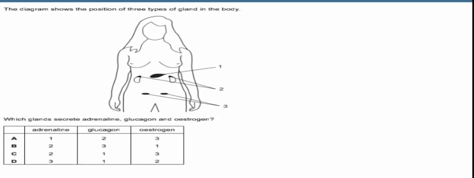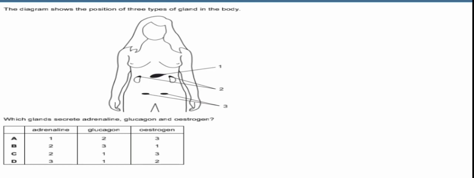The diagram shows the position of three types of gland in the body. So we have the part labeled 1, which is called the pancreas. The pancreas secretes insulin and glucagon. The glucagon converts glycogen back into glucose or blood sugar. Then part labeled 2 is called the adrenal gland, which secretes adrenaline. Then part labeled 3 is called the ovary, which secretes estrogen.